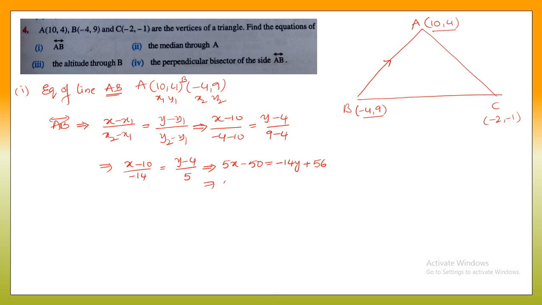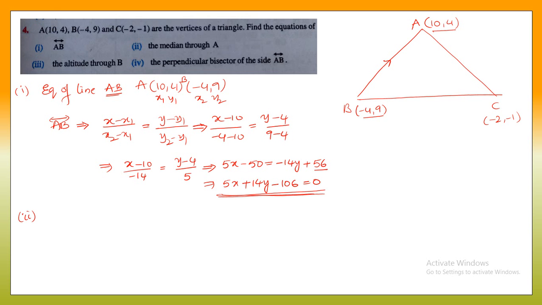So when you transpose the values, it becomes 5x, minus 14y becomes plus 14y, and this 56 becomes minus 56. Minus 50 minus 56 is minus 106. So it gives me 5x + 14y - 106 = 0. So this is the answer to question number 1. Next, moving on to question number 2.